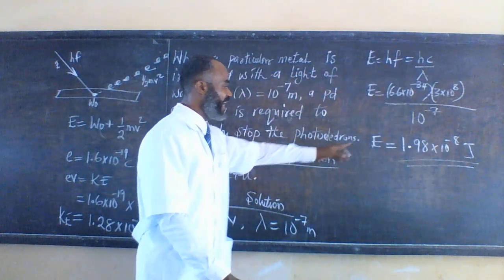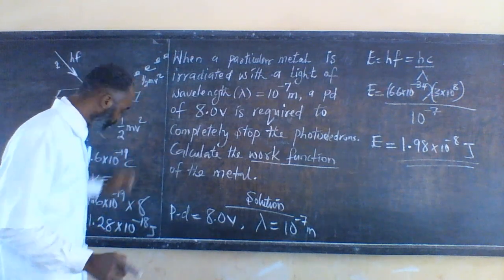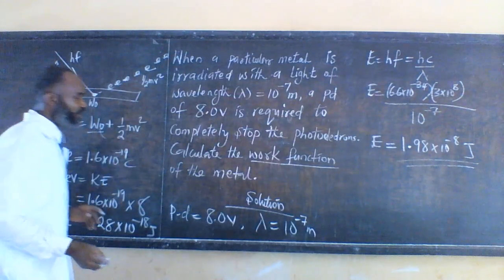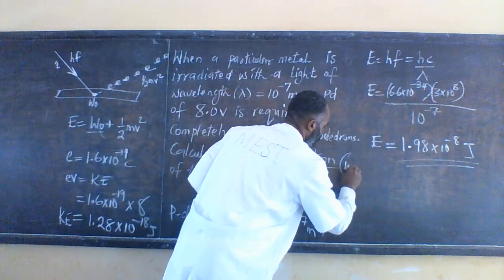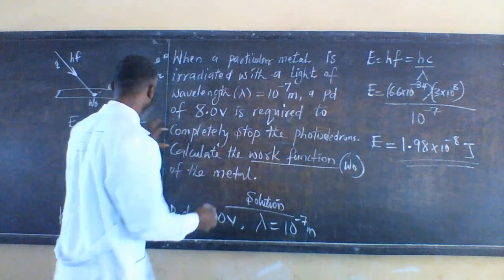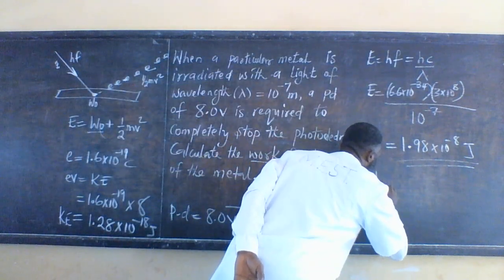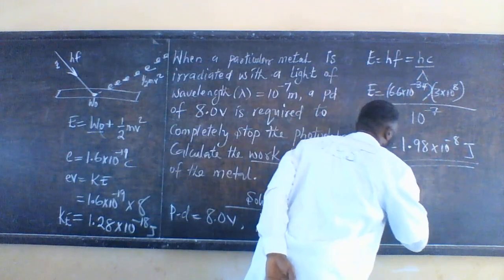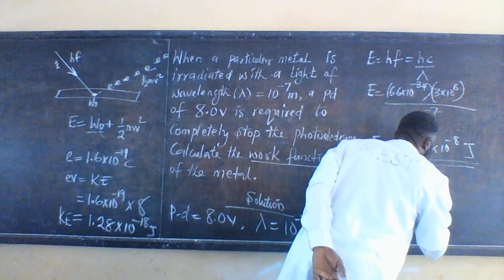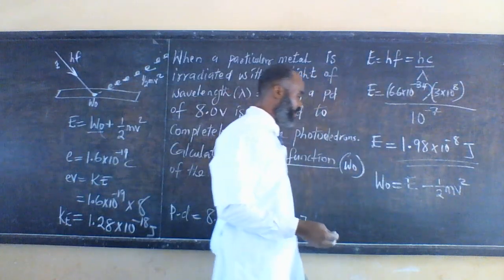Now we have found the energy of the photon. We've also found the kinetic energy of the emitted electrons to be this. We're looking for the work function, W naught. So we transpose and make the work function the subject. It becomes work function W naught is equal to the energy of the incident photon minus the kinetic energy of the emitted electrons.